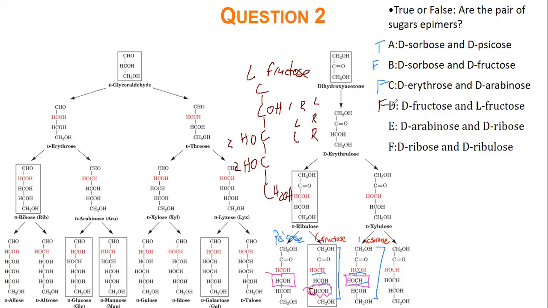Arabinose and ribose, that is true. They only differ at this carbon. And we have ribose and ribulose. That's false because one's a ketone and one's an aldose. So they're not even the same carbon structure. So that's impossible. All right, any questions about epimers, stereoisomers, how we detect epimers now that we looked at 6 examples?